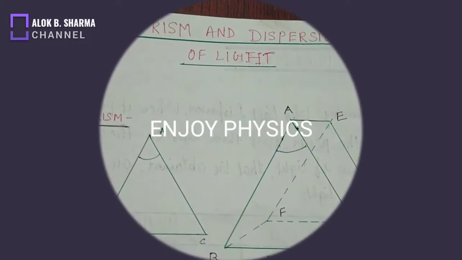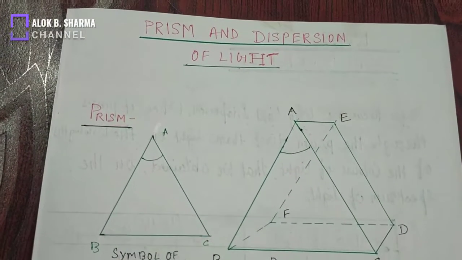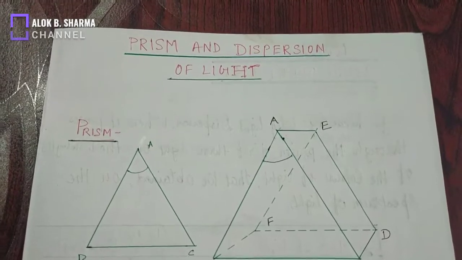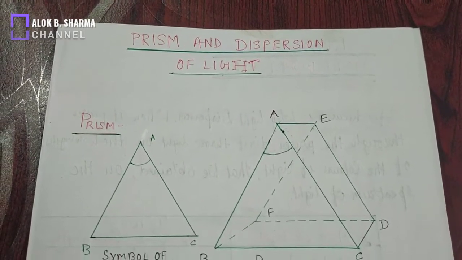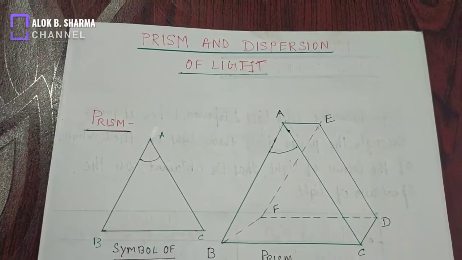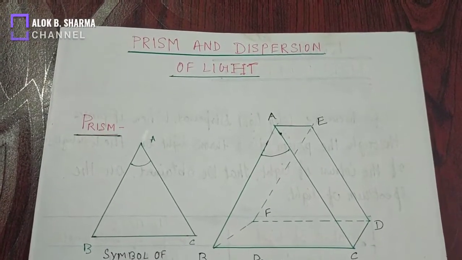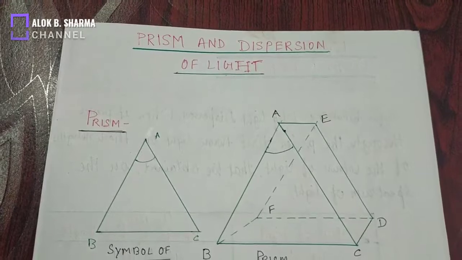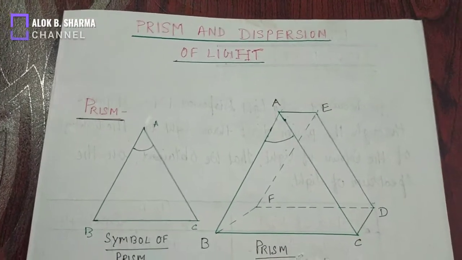Hello dear students, hope you all are fine and doing study honestly. This is the next part of the series Human Eye and the Colorful World. And in this part, I will explain prism, dispersion of light and formation of rainbow.